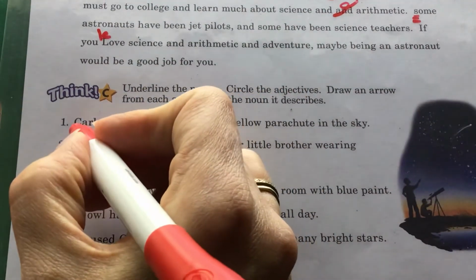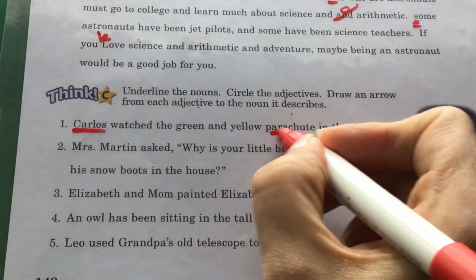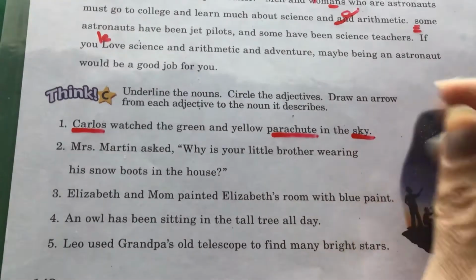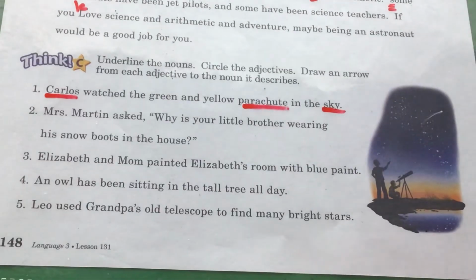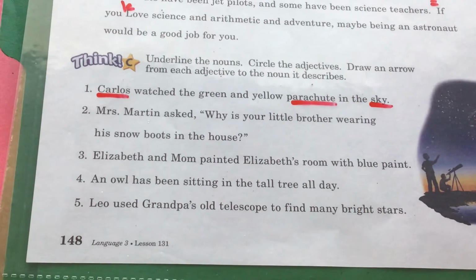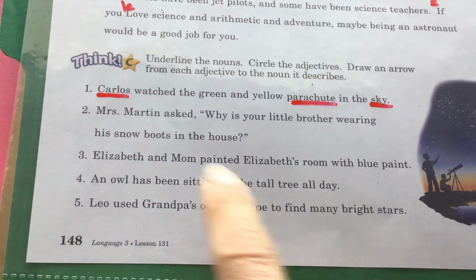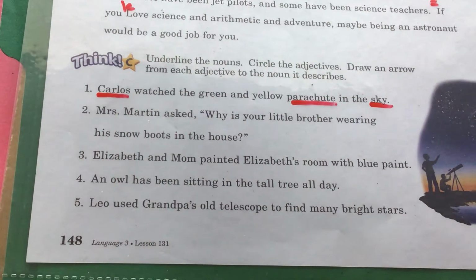You should have underlined Carlos, parachute, and sky. Sorry, this has fallen off here. All right. Are there any nouns? Now in English, because it's not a question, this is a telling sentence.